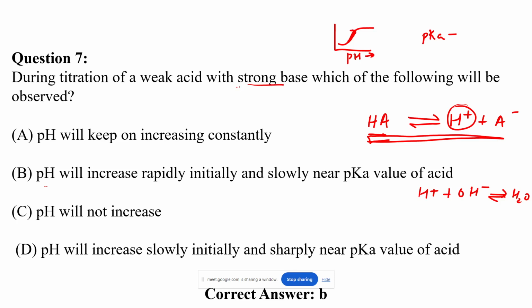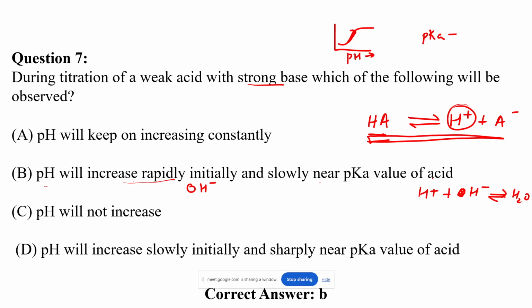So for a weak acid, when we are adding a strong base to it, initially the pH increases rapidly because of the OH minus ions released from the strong base. But slowly, near the pK value of the acid, the acid is dissociating and releasing H plus ions. These H plus ions are now neutralizing the OH minus ions. Since it is neutralizing the OH minus ions, the pH will now increase slowly, or it will kind of get constant in that particular region.